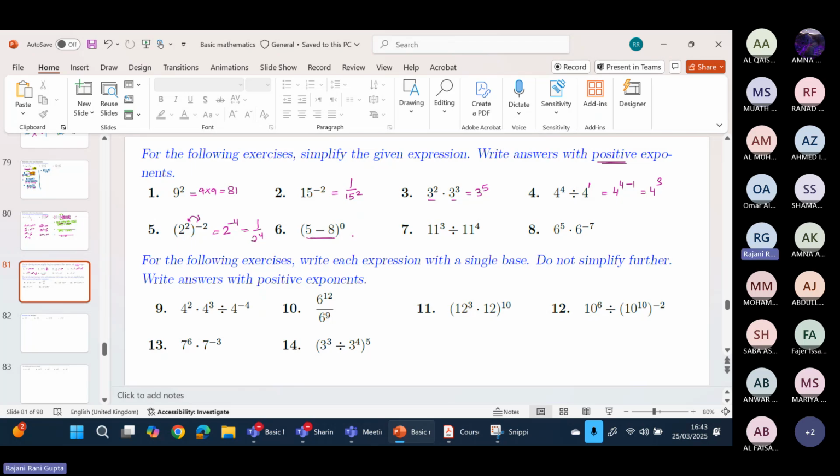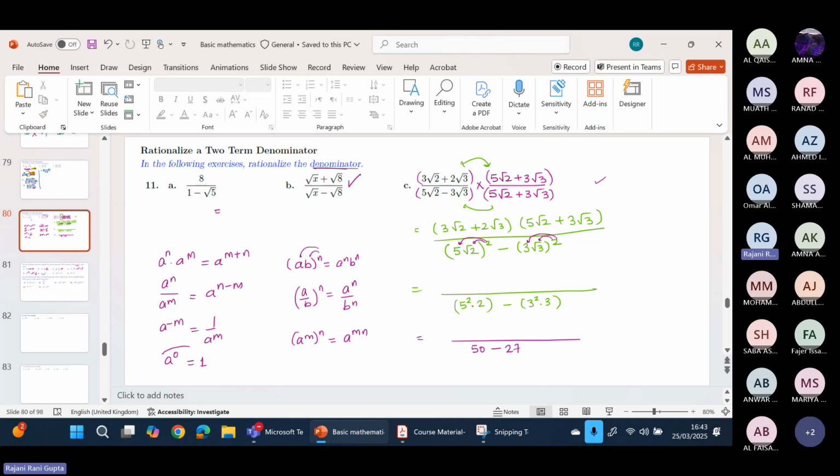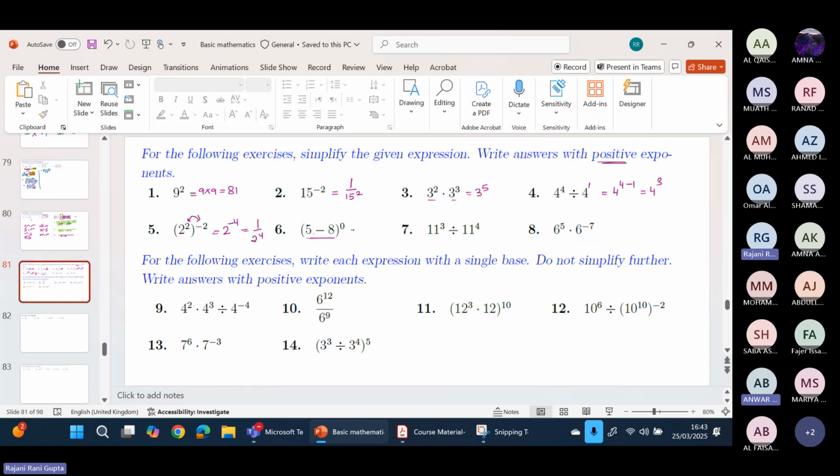Can anyone answer this sixth one? Question number 6. 5 minus 8 power 0. I just now explained, any number power 0 is always 1. So what you will get here? One. Only 1. Because any number, it doesn't matter what you get here, subtraction, but as the power is 0, you get the value as 1. Okay? Remember that.